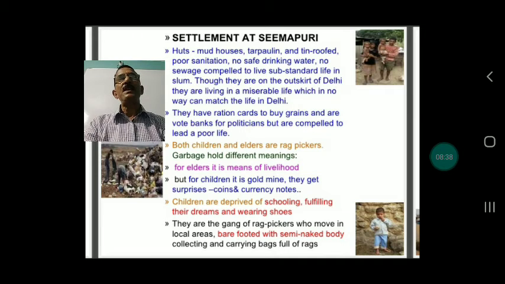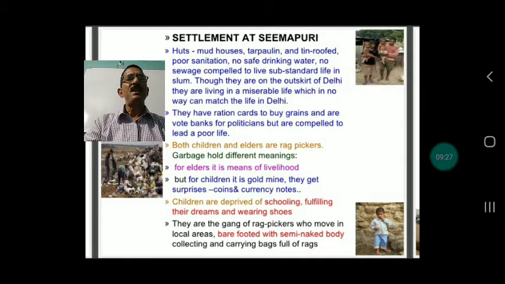Children feel that they are deprived of going to school. It is also said that these children are so willing to go to school, but their financial condition and their social condition do not allow them to get admitted to schools where they can go like normal children. Here they have no shoes. Wearing shoes is a dream for them. Going to school is a dream for them, and this vision is not fulfilled.